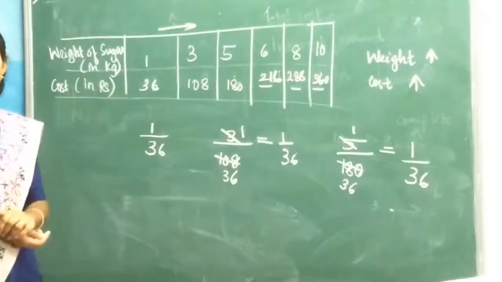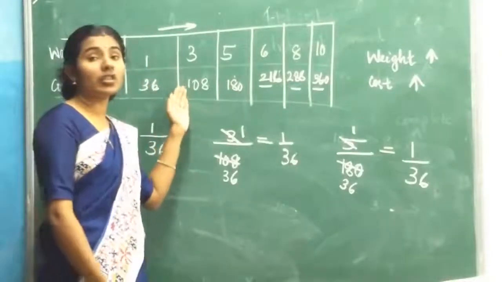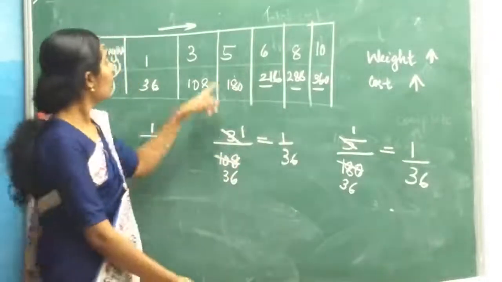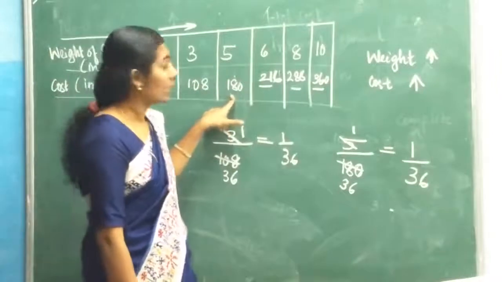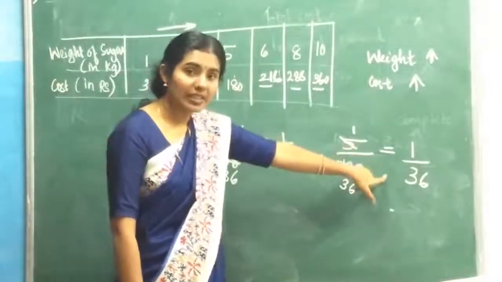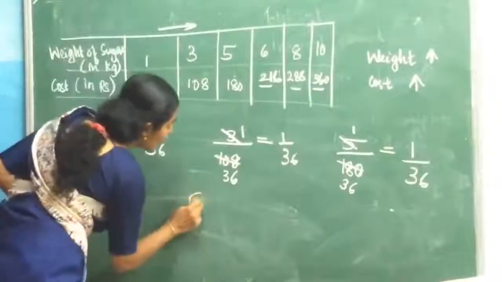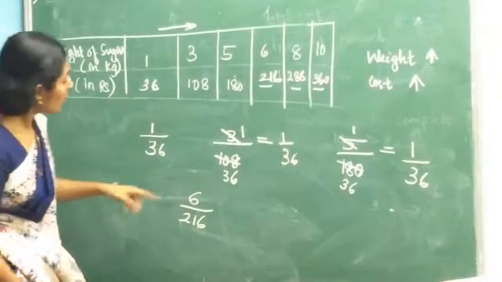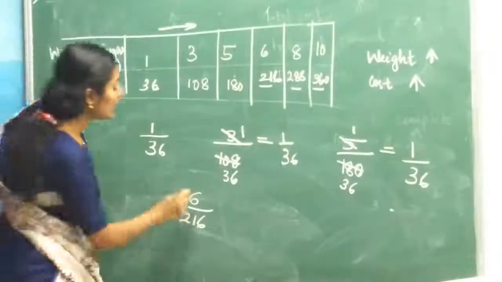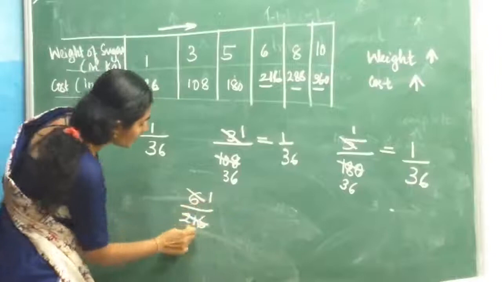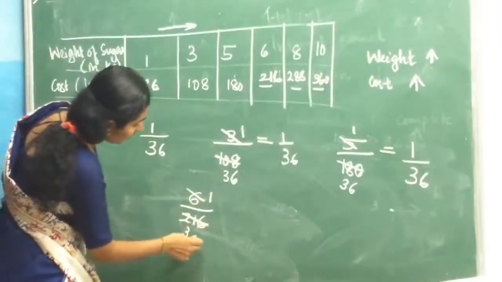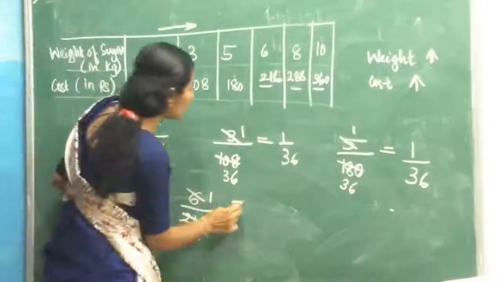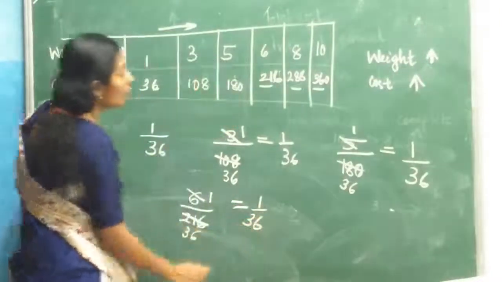Here also 1 by 36. The second ratio is 3 by 108, that is the same as 1 by 36. What about 5 by 180? When you cancel it, you will get 1 by 36. Now we see 6 divided by 260. When you cancel it, what will you get? 1 by 36, the same ratio. So what will you get?